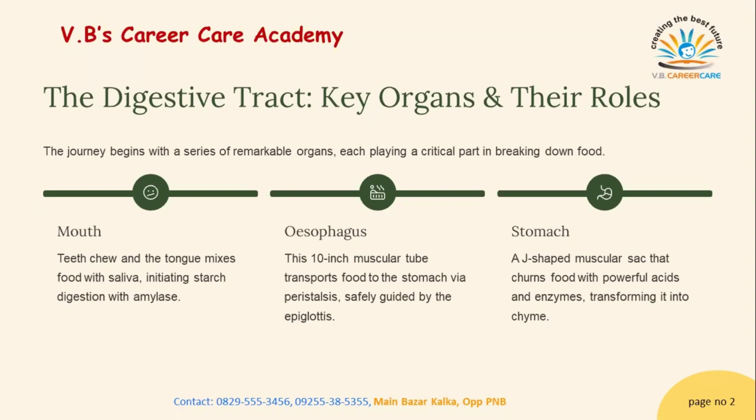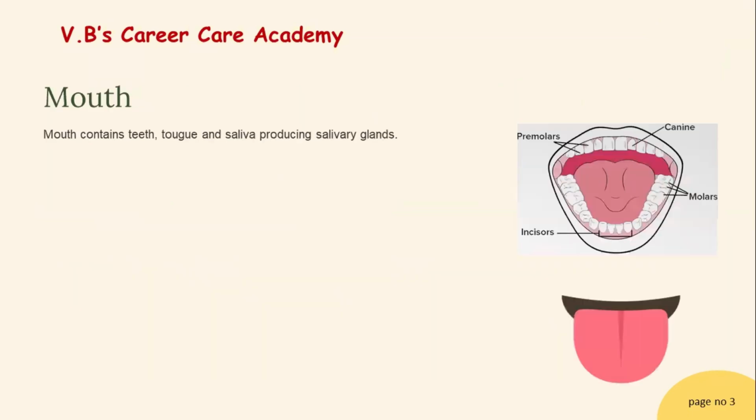The second part is the esophagus, which is a 10-inch muscular tube which transports the food from the mouth to the stomach. So the third organ of interest is the stomach. The stomach is a J-shaped muscular sac that churns the food with strong, powerful acids and enzymes. So let us discuss in detail the mouth.